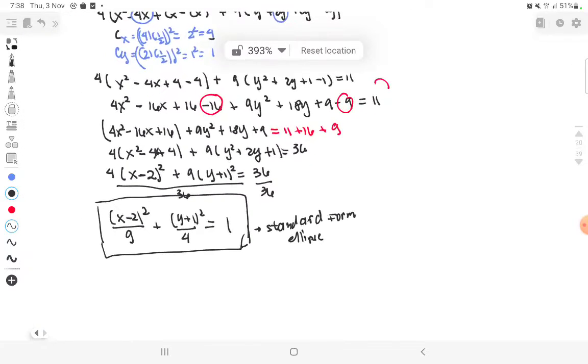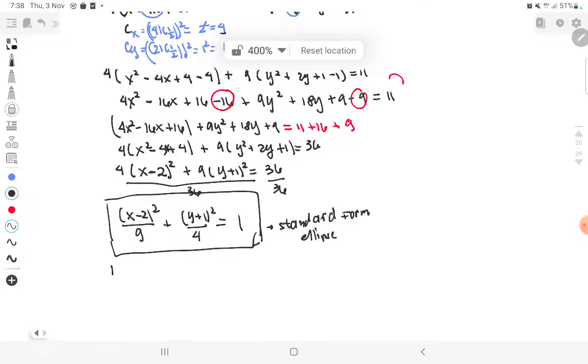So our h is equal to 2, and my k is equal to negative 1. Because negative h is equal to negative 2, dividing by negative, this will become positive 2. And from here I will have negative k equal to 1.